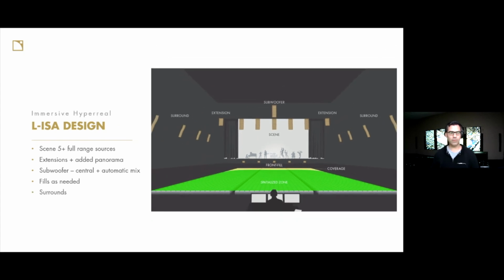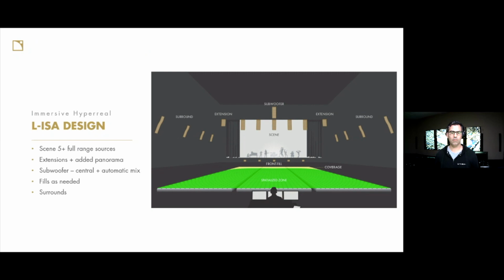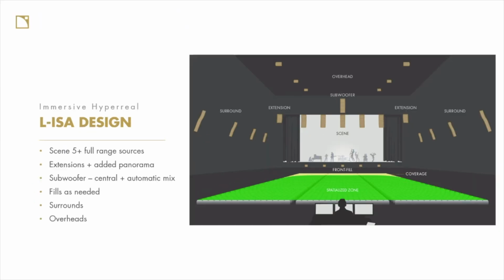We also have the ability to have surround speakers. So we can add surrounds in the horizontal dimension. We can also add overheads in multiple layers above the audience as well. So there's no limit to the number of layers you'd like to have of overheads, or no limit to the number of channels, as long as you have outputs in that L-ISA processor.